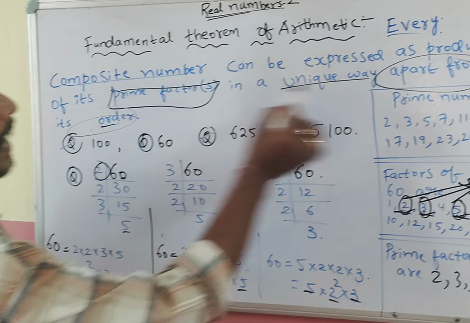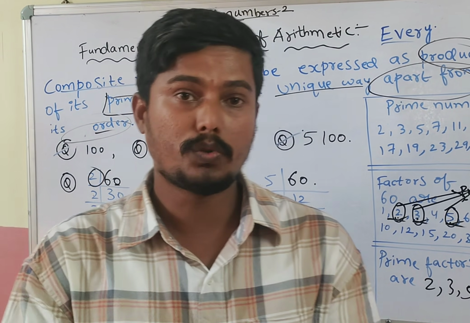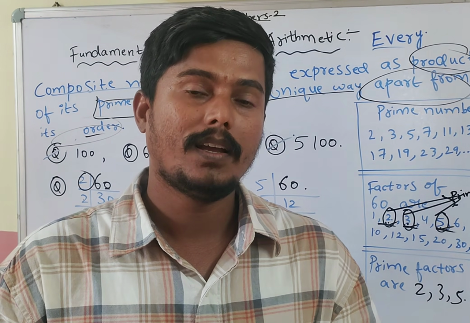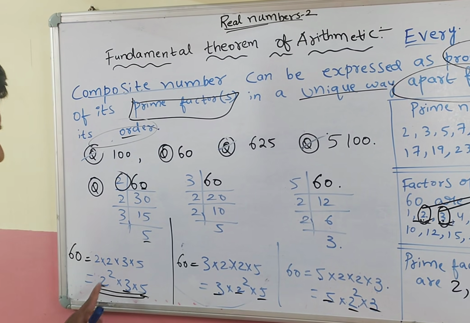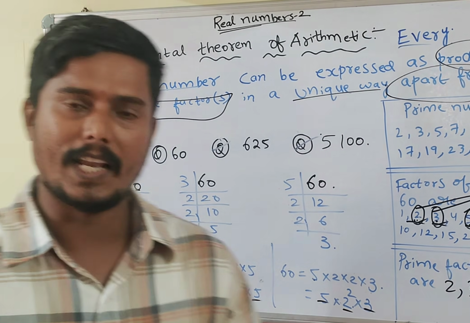That's what is meant by a product of its prime factors. What are the prime factors of 60? 2, 3 and 5, as a product of its prime factors. But the order may be different. Why? Because here it starts with 2 square, here it starts with 3, here it starts with 5. So this is all about the fundamental theorem of arithmetic.